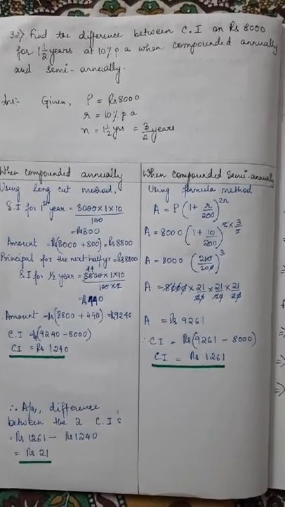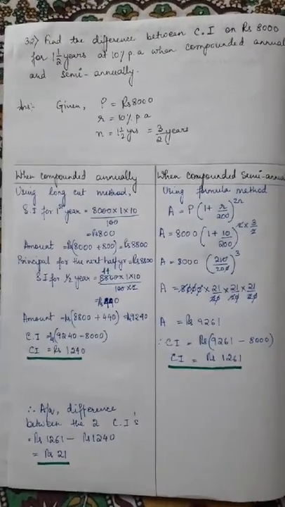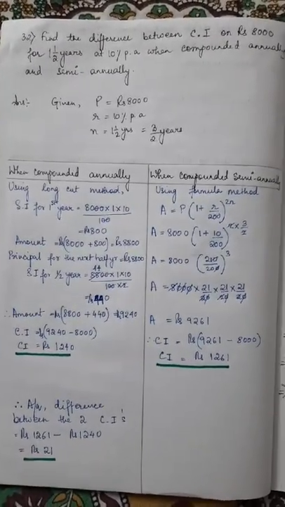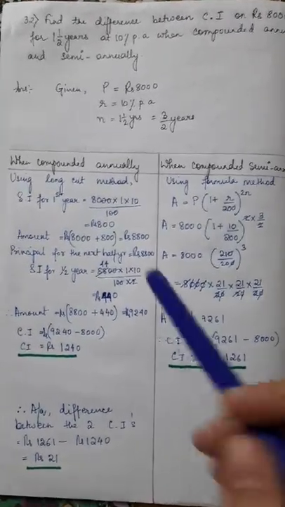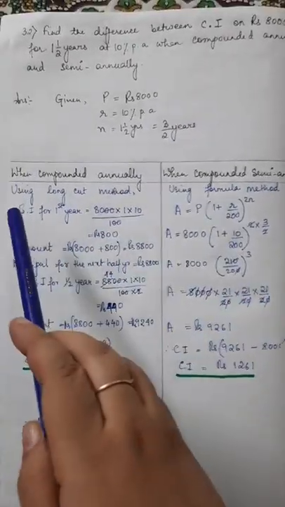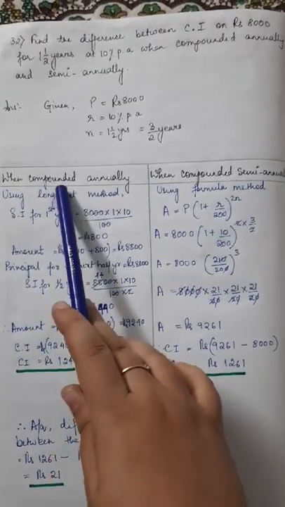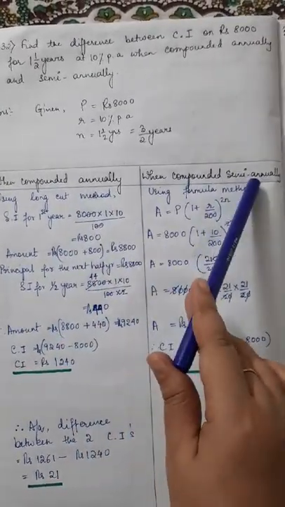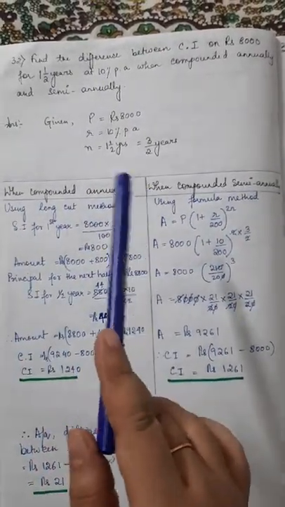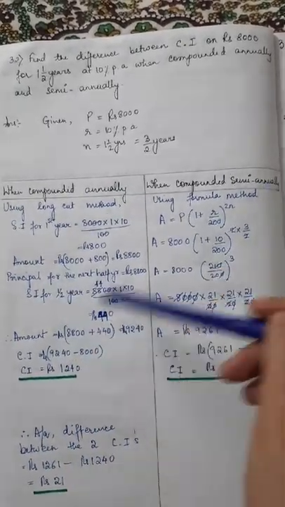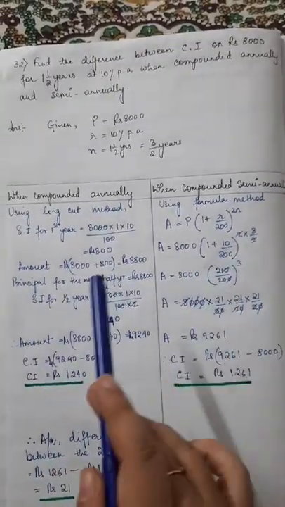Now what does the question demand? The question demands that you have to find the compound interest for both the cases, when compounded annually and when compounded semi-annually. And the time is given as 1.5 years. So I start with what is given in the question, and then I have divided the question into two parts: when compounded annually, and when compounded semi-annually. Because I have to find the difference, so to get both the answers, I have divided it. You can do it by this method or simply by finding out compounded annually, compounded semi-annually also. For a better comparison, I have done it like this.